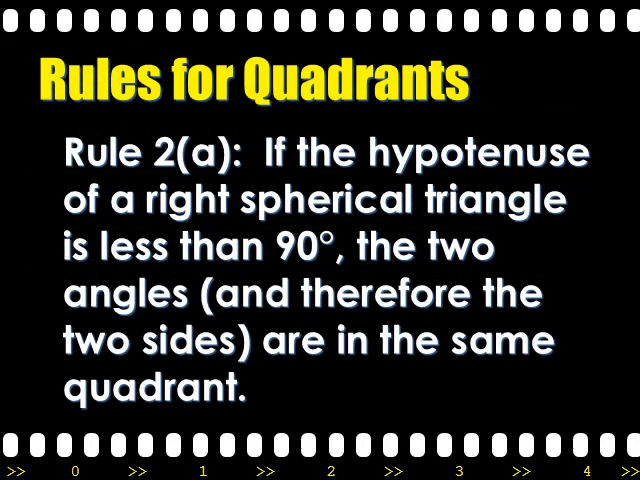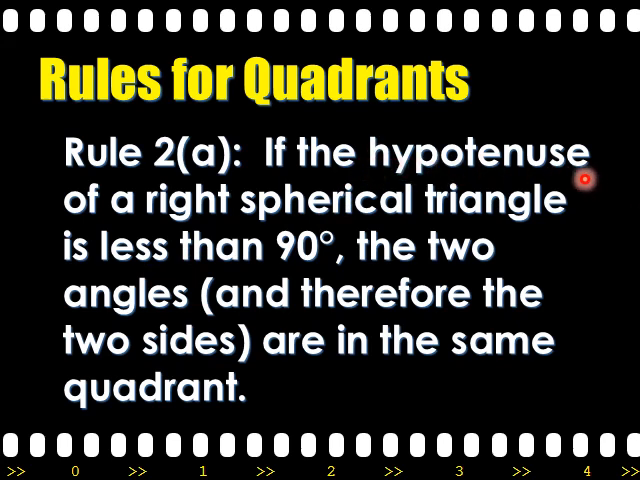Okay, so let's go to rule number 2A. So, sabi dyan, if the hypotenuse of a right spherical triangle is less than 90 degrees, the two angles and therefore the two sides are in the same quadrant. So, ang tanong is, ano ba yung tinatawag natin na hypotenuse?